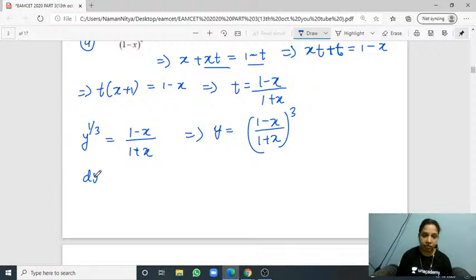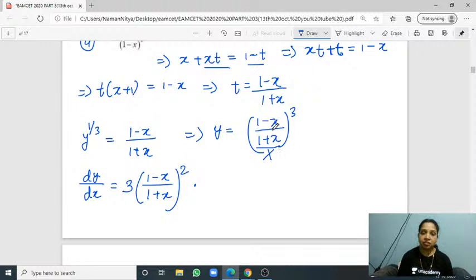So if I am calculating dy by dx, with respect to x. So first I'll use the formula x power n differentiation. What is the formula for x power n? It is n x power n minus 1. So this complete inside thing you can imagine as capital X. So this is 3 capital X power. So I will not write capital X. I will write the term only 1 minus x divided by 1 plus x. 3 minus 1, that is 2, into chain rule we have to apply.